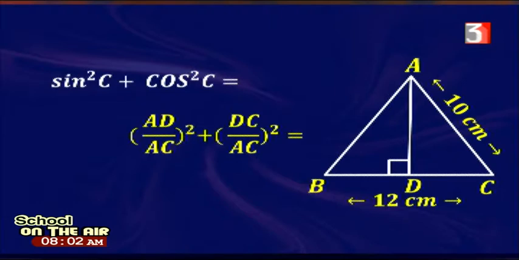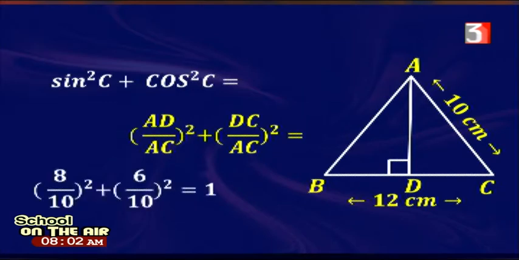Plus, what about the cosine C? Cosine C means adjacent to angle C over the hypotenuse. What about the adjacent of angle C? It is DC over the hypotenuse, which is AC. And as I am asking you about cosine square, so DC over AC, all to the power of 2. By substituting with the values, AD over AC is 8 over 10, all to the power of 2, plus 6 over 10, which is DC over AC, all to the power of 2, to obtain a result equal to 1, which is the second requirement.